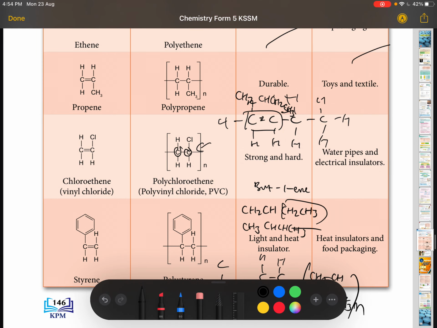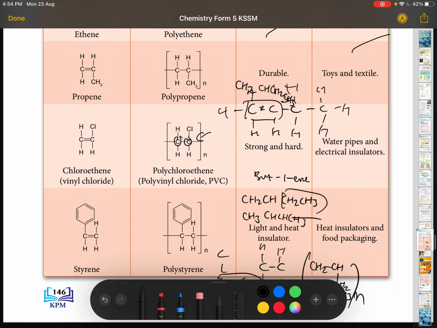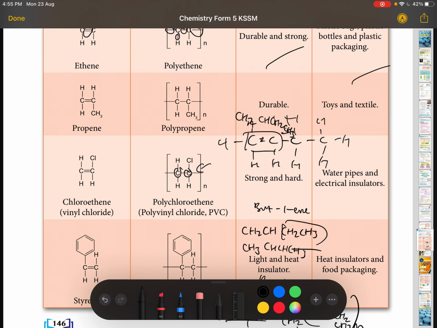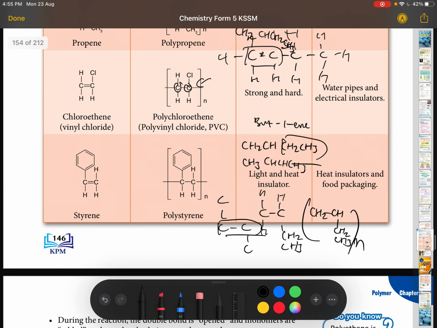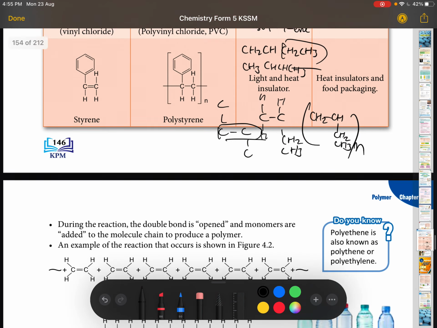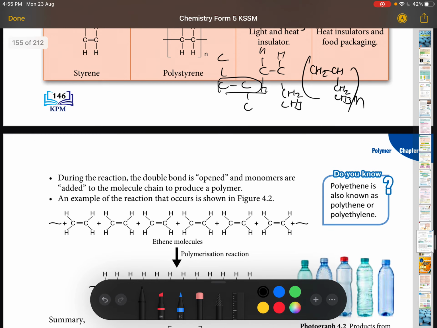Okay, these are the other examples. As I said earlier, vinyl chloride is also known as chloroethene. And if you heard about PVC before in RBT, yep, it's the same thing as your water pipes. Polystyrene is the one, you know, the tapao. And polypropene is for toys. I have never heard of polypropene before.